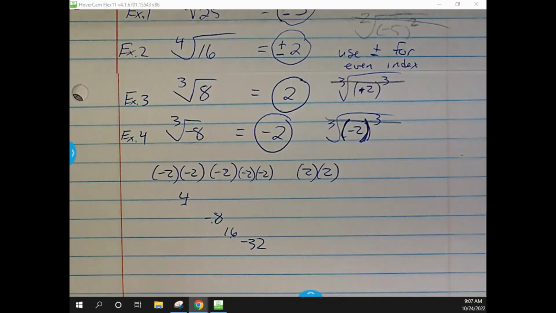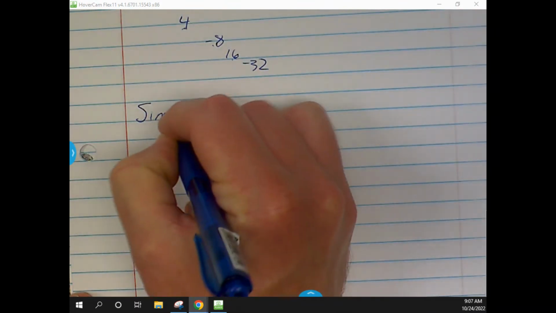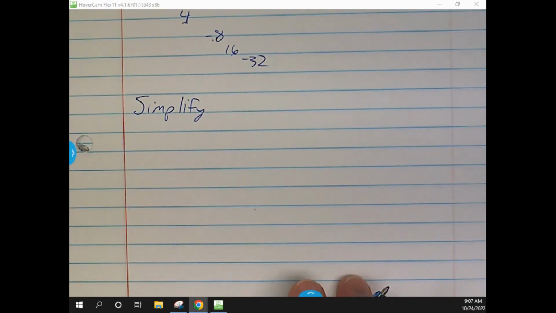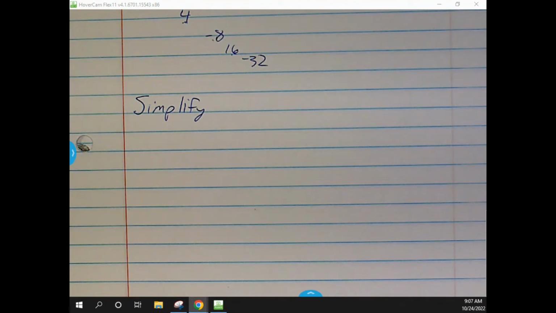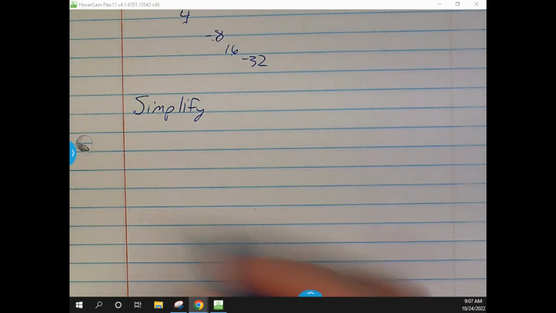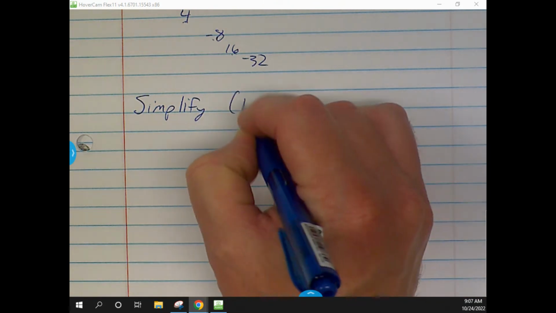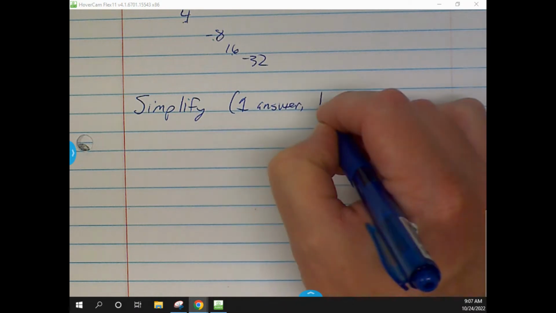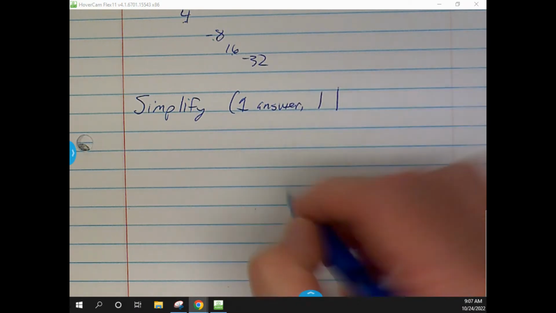All right, so here's the part. So that's listing all the roots. Here's where we're going to change it just a little bit. If it asks you to simplify, this is where they're looking for one answer. In this case, you might have to use your absolute value. So simplify is looking for one answer. Absolute value symbols might be needed.